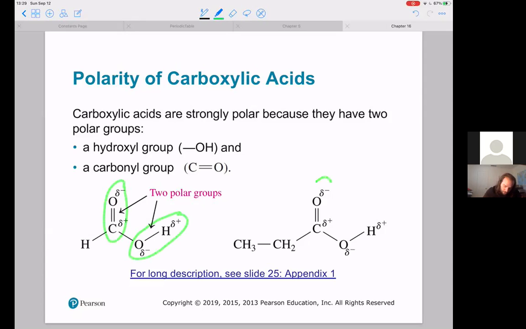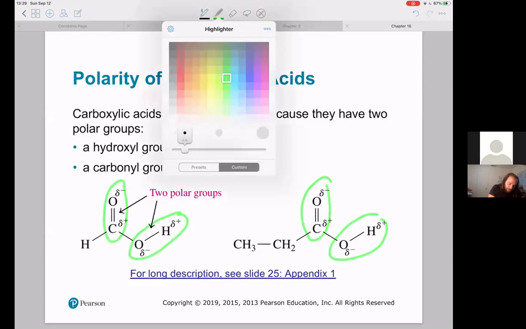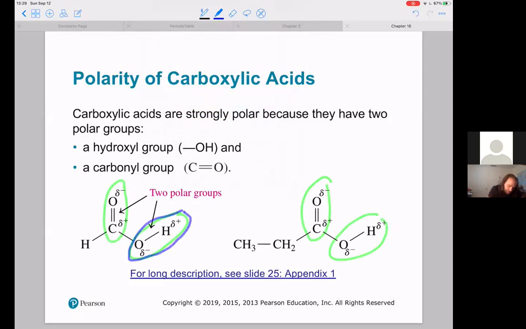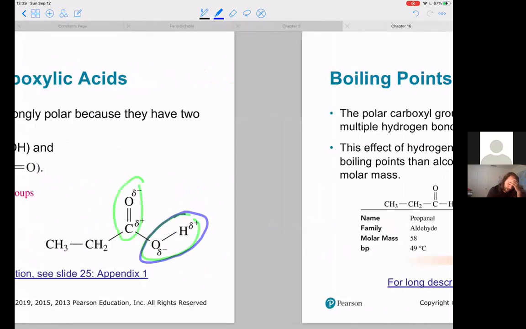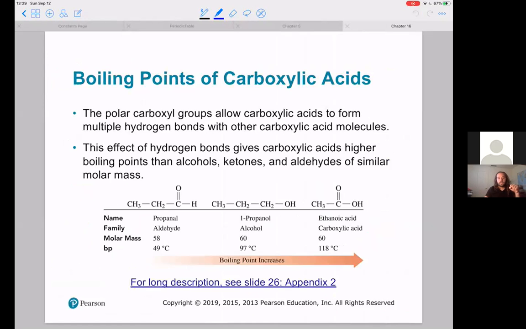So both of these polar groups are in a carboxylic acid. We talked about how this OH group is particularly important because it can undergo what's called hydrogen bonding. It can not only accept hydrogen bonds, but it can also donate hydrogen bonds. This partially positive hydrogen can form really strong intermolecular bonds. Because of that, carboxylic acids interact really strongly with their neighboring carboxylic acids.